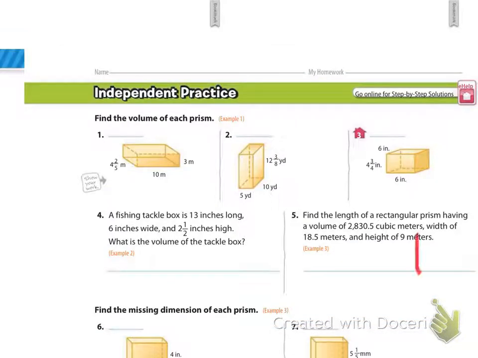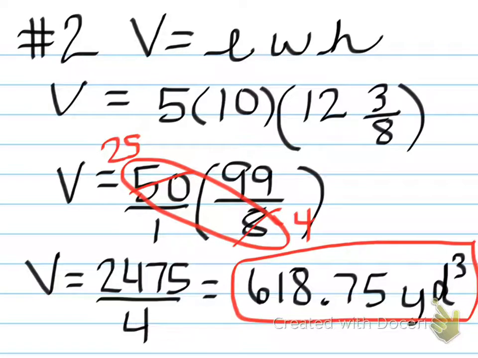Alright, the first page of independent practice, focusing on number 2. This was the one I kept seeing mistakes with because of the 12 3/8 yard. So I'm going to go to the next page on lined paper and go through the steps that I did. So here's question number 2.